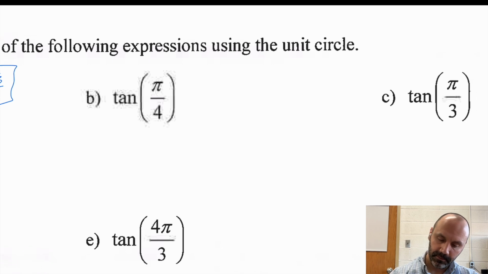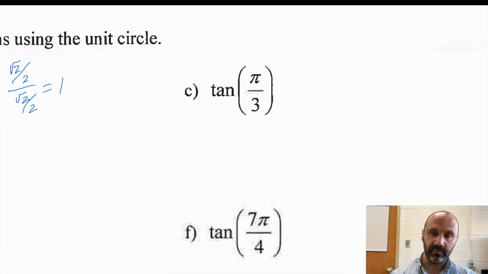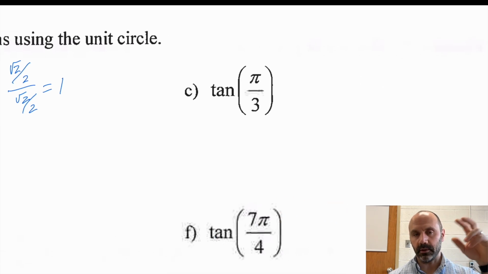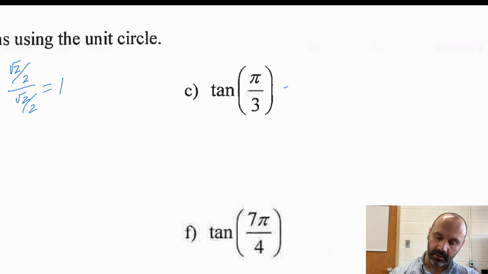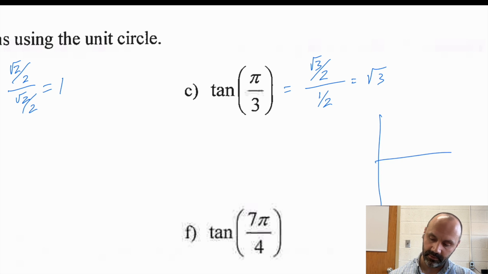Okay, tangent of pi over 4, that's the 45 degrees, and that's √2 over 2 over √2 over 2, and that's equal to 1. Tangent of pi over 3, that would be what we call 60 degrees, right? And so that's a bigger sine coordinate, a bigger vertical coordinate, √3 over 2 over, and now the x-coordinate is the smaller x-coordinate, 1/2. This just simplifies to root 3. Notice this value now is bigger than 1, which is what we expect, right? If we look at the tangent graph, it starts here and it's going up.